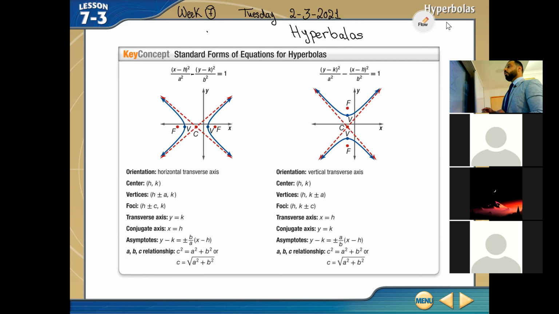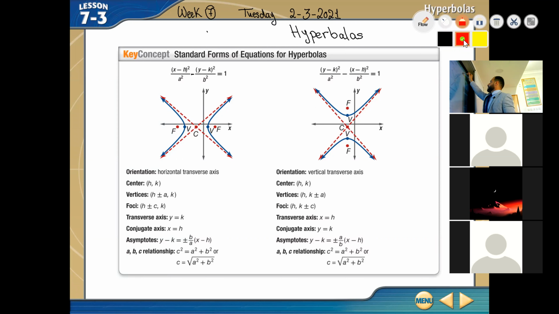Where is y equals k, Mister? I just write here the transverse axis. What is the transverse axis? This is the transverse axis, the line which passes through the center point. So we have a horizontal transverse axis. This is the vertical line and this is the horizontal line.